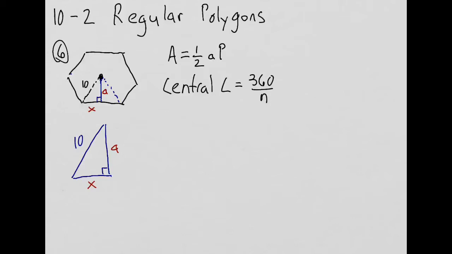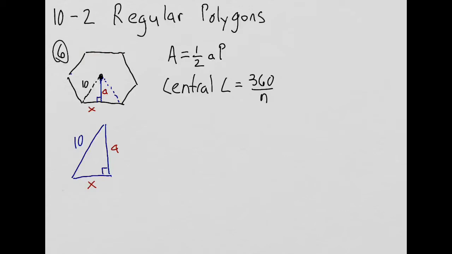But what I do want to spend some time on is finding the area of regular polygons, because that's more complicated. Okay, so let's take a look at a problem from the book. Let's look at problem number 6 from the textbook. With this one, they only give you one piece of information. You see this figure right here. It's a regular polygon. It's 6 sides.